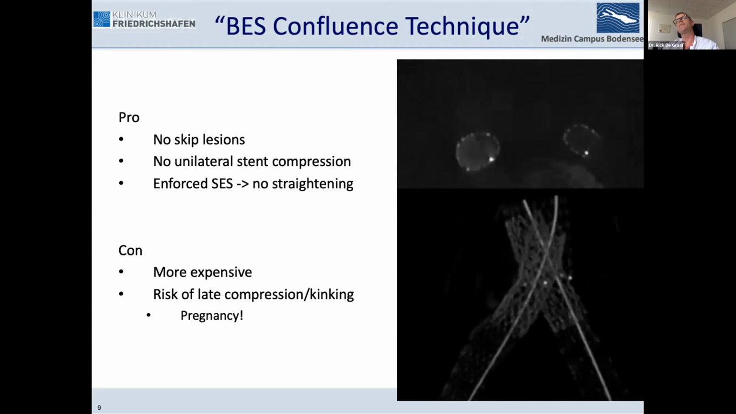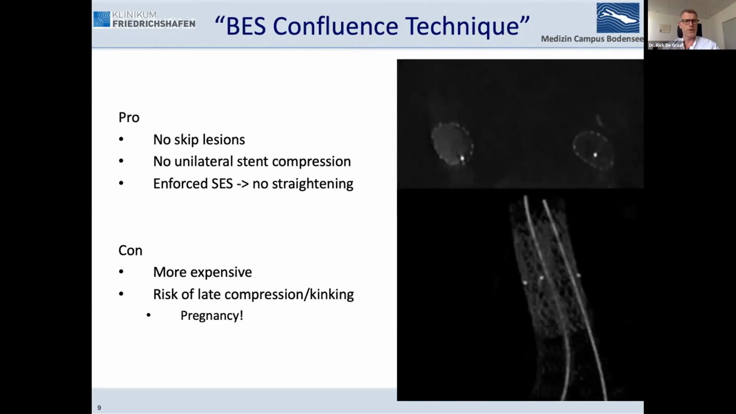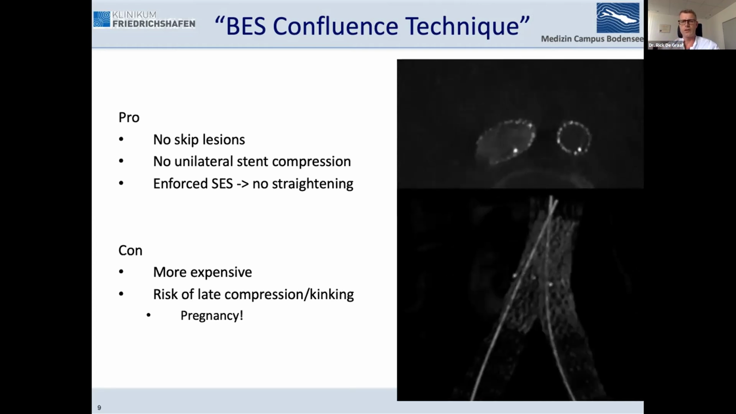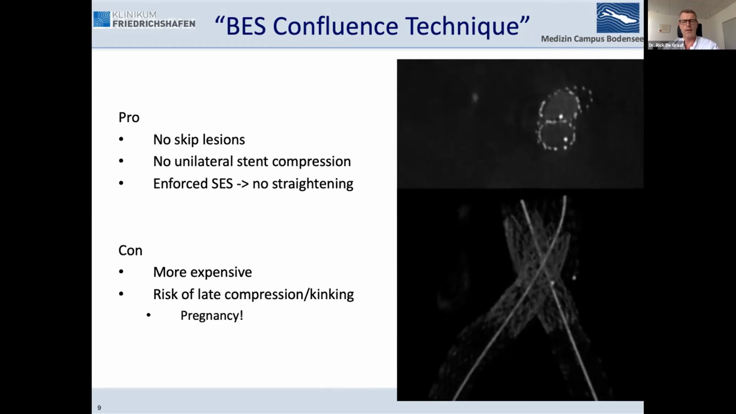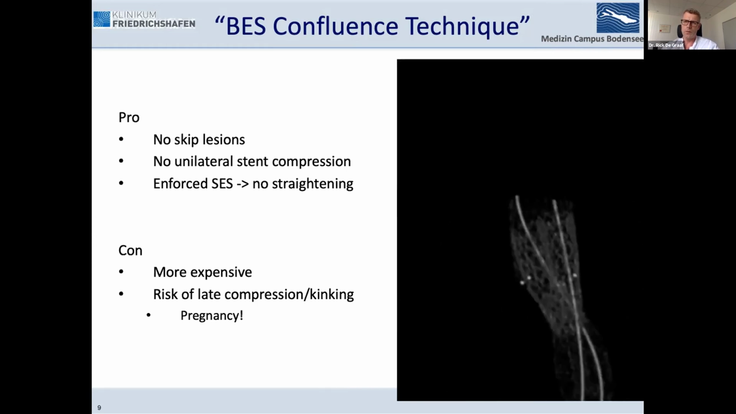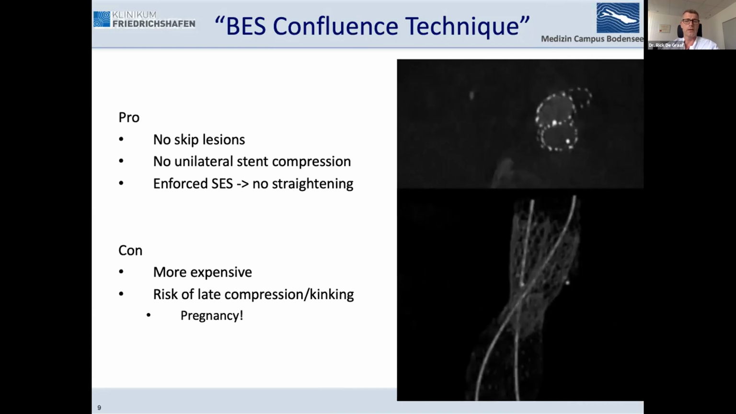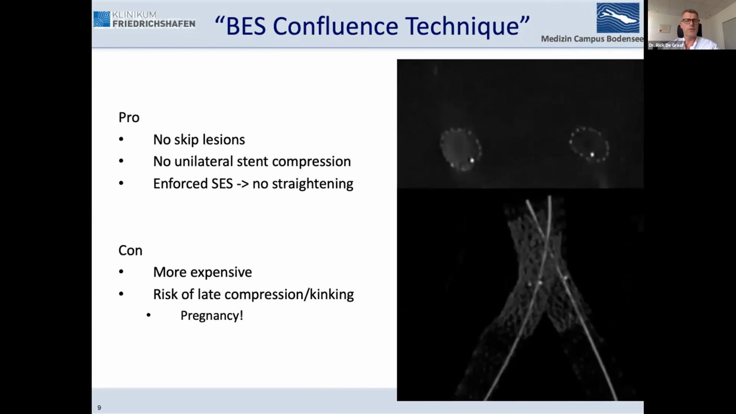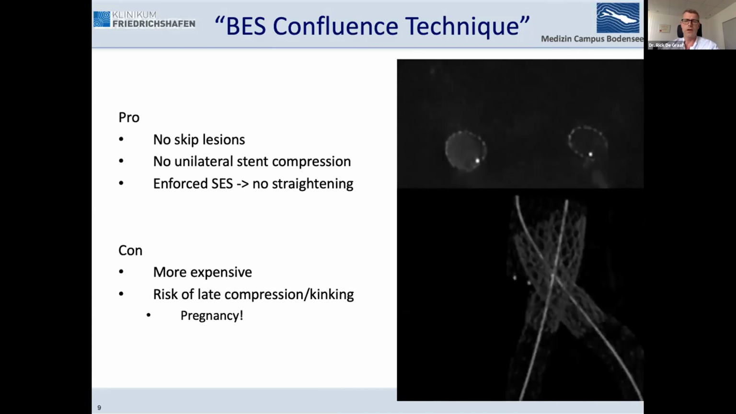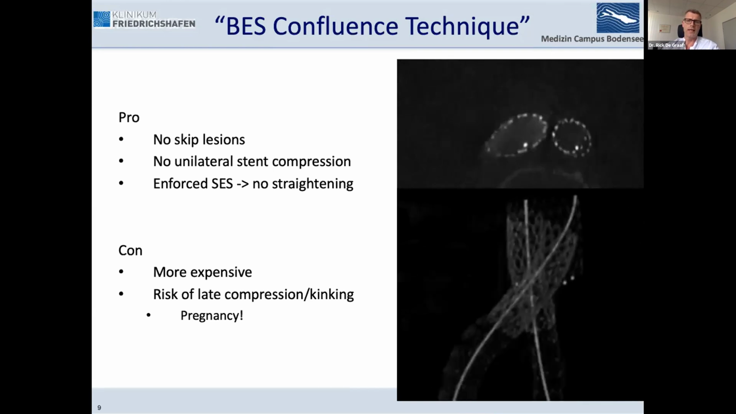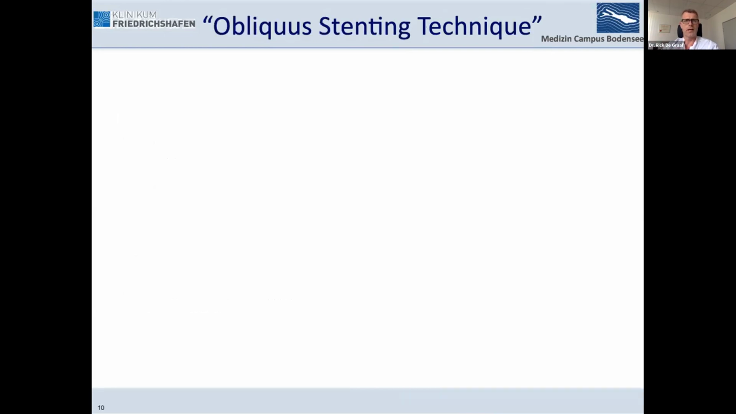The problem is that of course, when you treat, for example, a young female who might be pregnant, some compression along the way might always happen. And as you know, a balloon expandable stent, once compressed, will never open again. So that was an issue that we saw a couple of times, and you don't want to see it once. So I abolished that technique. Although it looked nice, I didn't want to do that anymore.